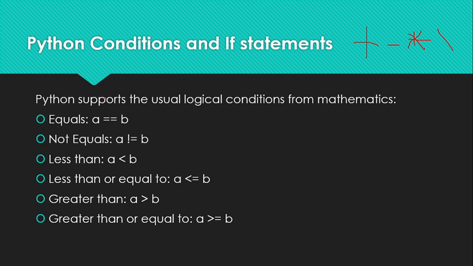So equals, A equals B. The Python developers are doing this because why not? Not equals is A exclamation point equals B. It is like this because why not?